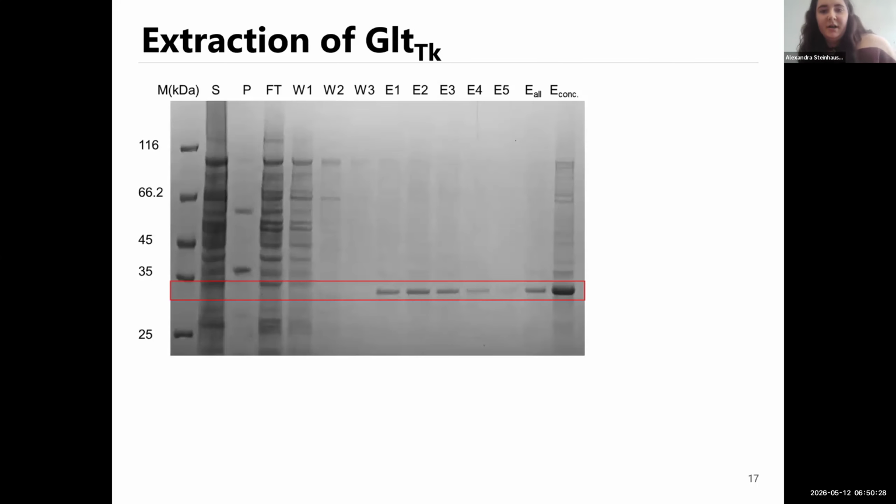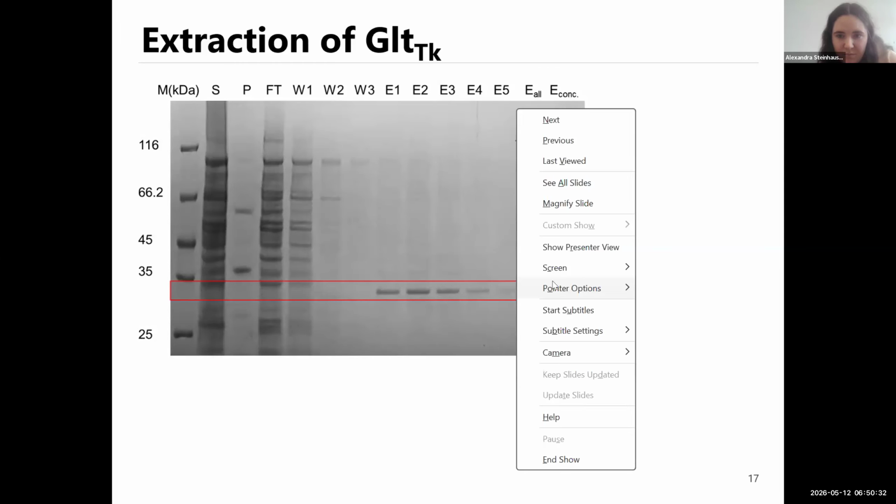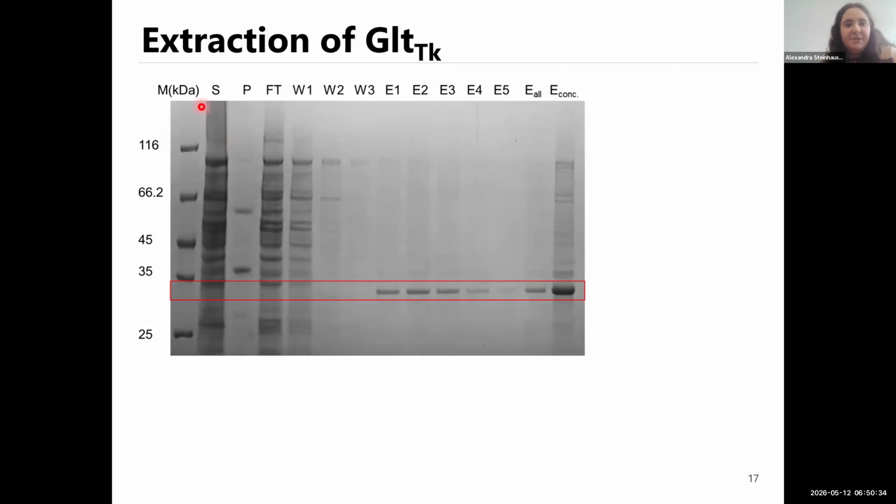So I have a gel for representation shown here, which is native nanodiscs. Let me just get my pointer. So the S here is for supernatant, where it's expected that there's just a lot of protein. The band for GLTTK should run a bit below 35 kilodaltons. And it's important that it's not in the pellet, not in the flow-through, and also not in the wash fractions.